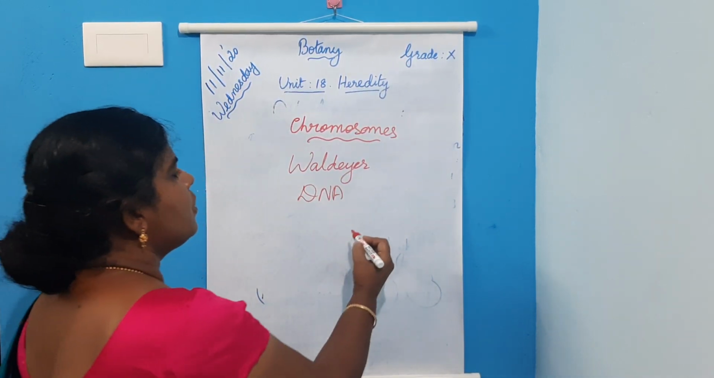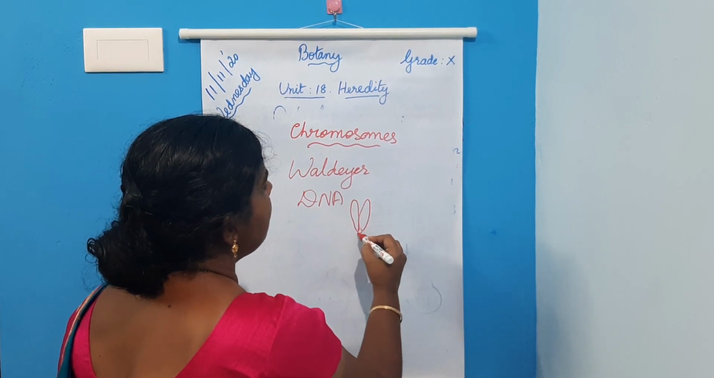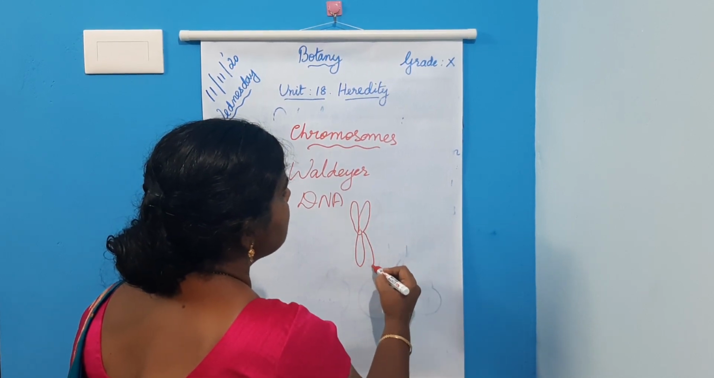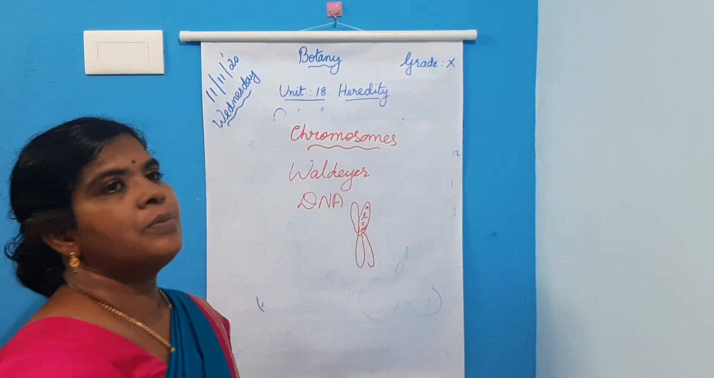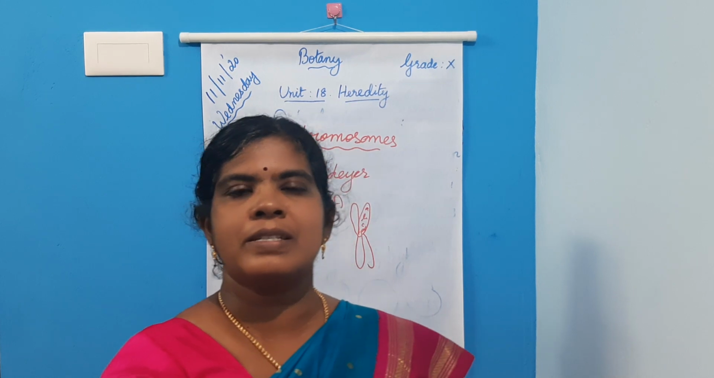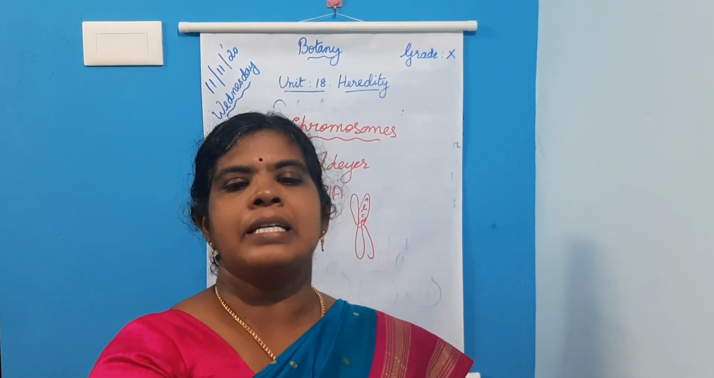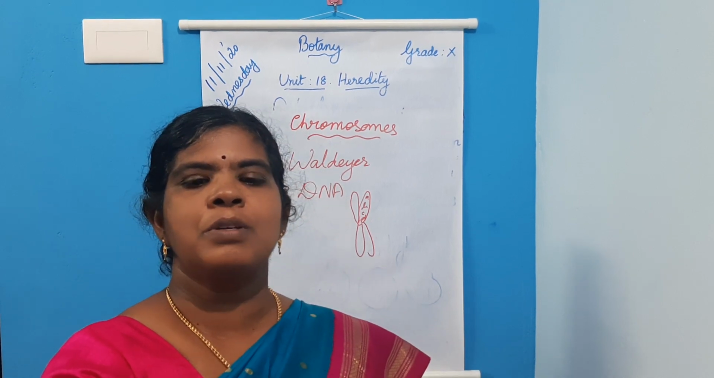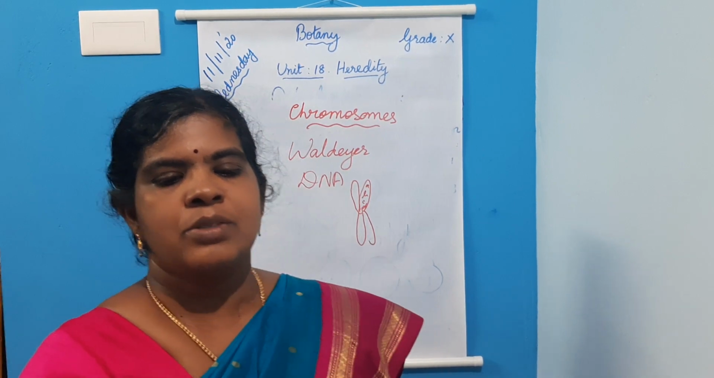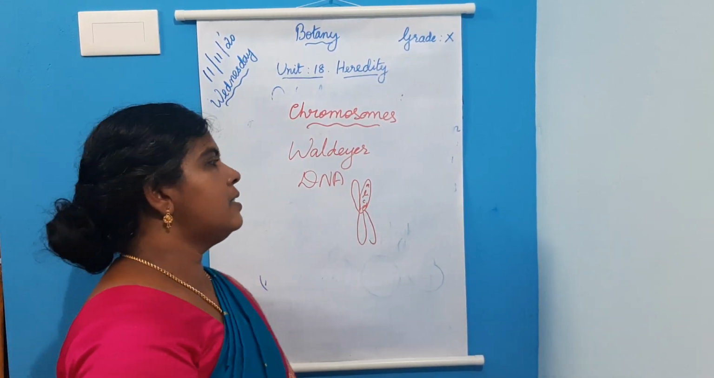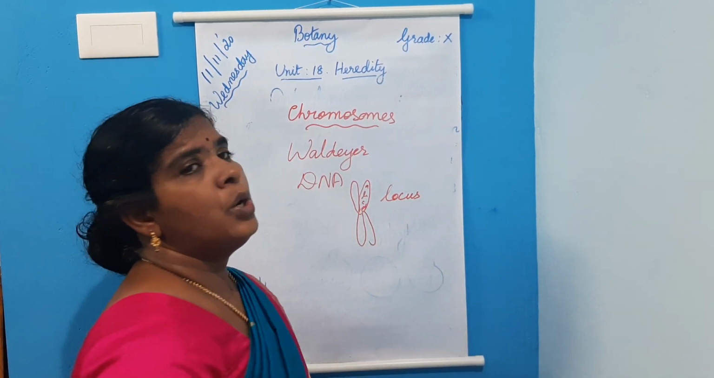For example, a chromosome has arms called chromatids. In the chromosome, genes are located. Genes are segments of DNA responsible for a particular phenotypic character. Each gene is present in a specific position in the chromosome, and that is called the locus.